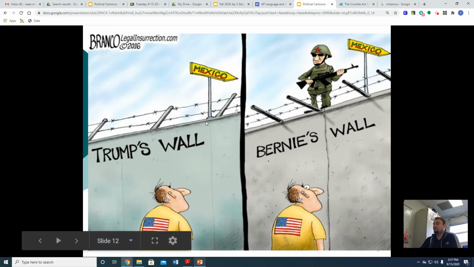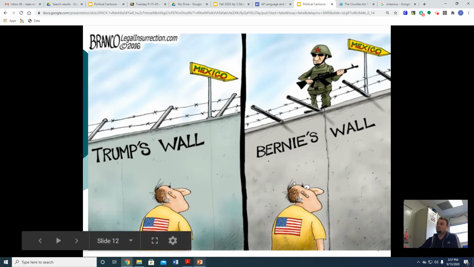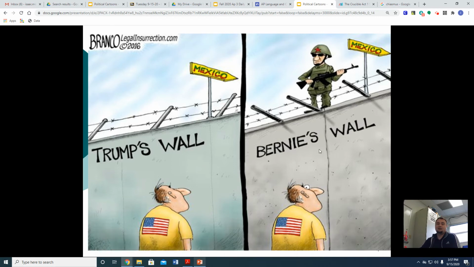It seems like you can't really tell if this person supports the wall or doesn't support the wall, but you can see Bernie's wall with the extra guard. You can see his eye kind of popping up. So that was more of an extreme reaction. So even if he's for or against the wall, he believes it's better than if Bernie Sanders had been elected.